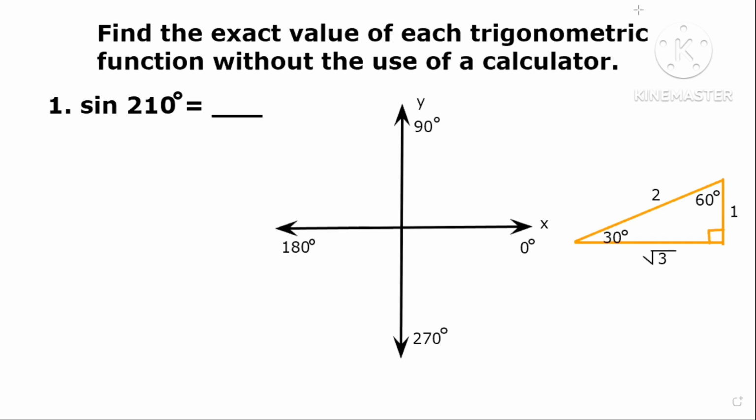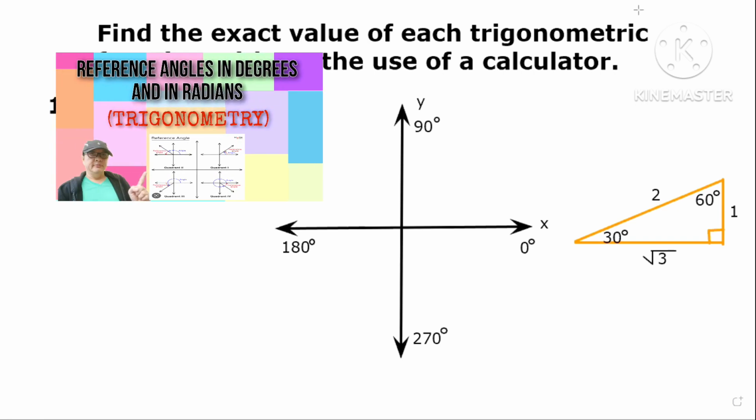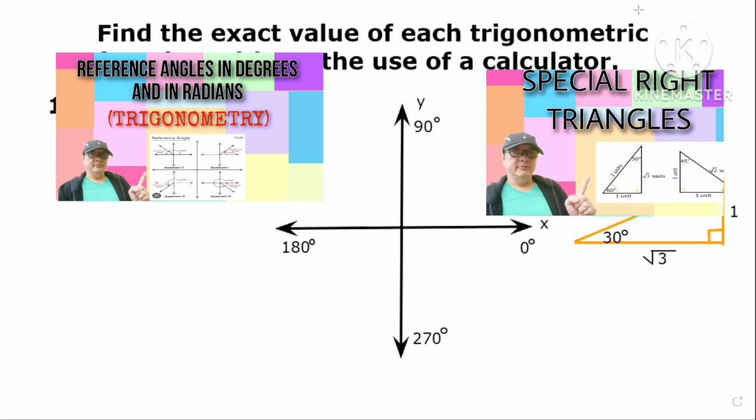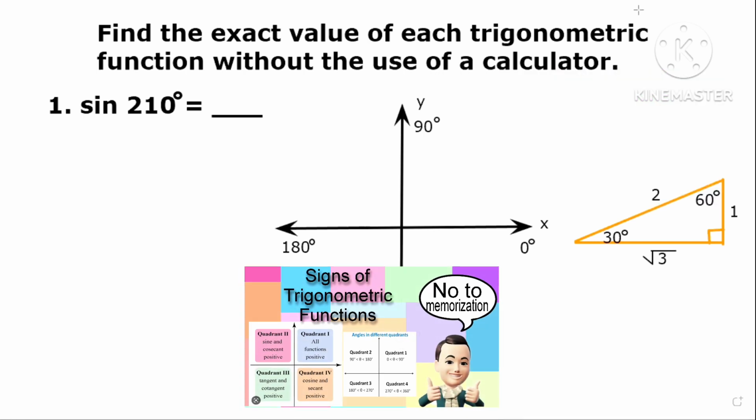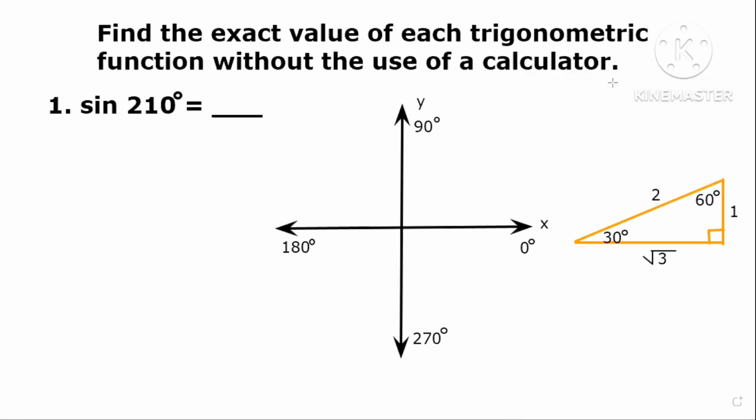Find the exact value of each trigonometric function without the use of a calculator. So, number 1, sine of 210 degrees. So, paano nga po ba natin kukunin ang sine ng 210 na hindi gagamit ng calculator? So, just like what I said in our previous videos, kailangan po natin ang concept ng reference angle, special theorems on right triangle, and the signs of trigonometric functions, no? So, that is why meron na po akong pinrepare dito na coordinate system and special triangle 30, 60, 90 kasi ito po yung ating mga gagamitin in order to complete the task, no?